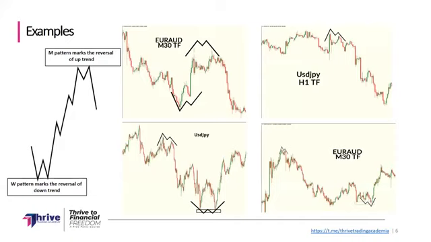Now, these are real-life examples of the M and W patterns. Note this: the M pattern marks the reversal of an uptrend, while the W pattern marks the reversal of a downtrend. So the market comes down, hits the lowest low, forms a double bottom or a W-like shape, and then rallies back up, and it does the same thing when it gets to the high of the day or the highest high.